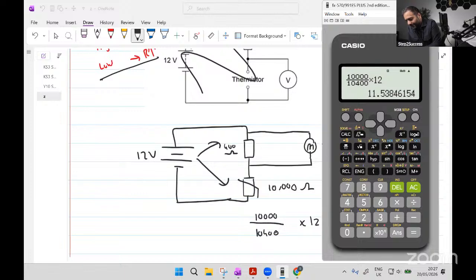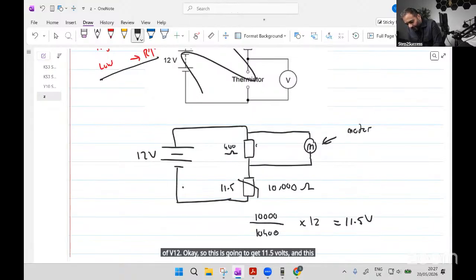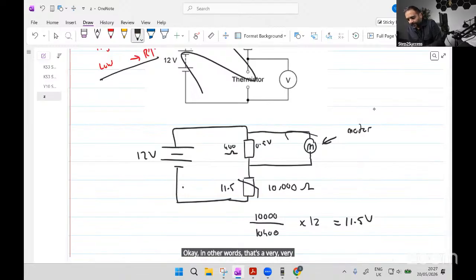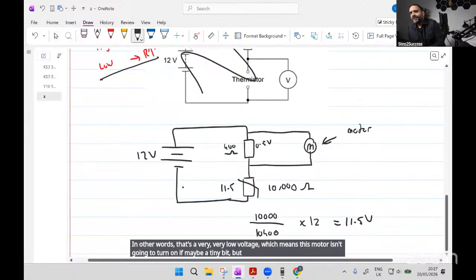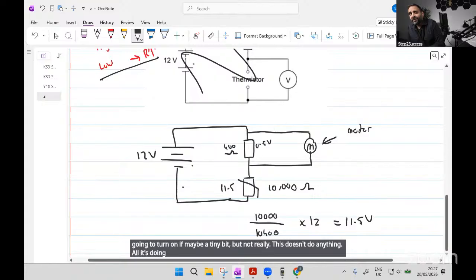Going to get 11.5 volts of the 12. Okay, so this is going to get 11.5 volts, and this is only going to get half a volt. In other words, that's a very, very low voltage, which means this motor isn't going to turn on, maybe a tiny bit, but not really. This doesn't do anything. All it's doing now is pulling the voltage away from the motor so that the motor doesn't turn on.